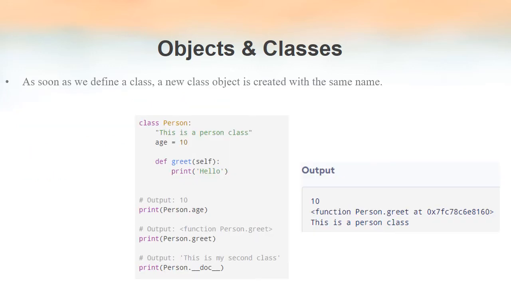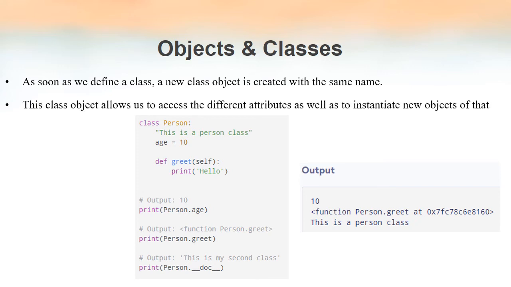As soon as we define a class, a new class object is created with the same name as that of the class name we have given. By using that object, we can access the elements inside the class. Access means we can either assign, modify, or give new values to the already existing variables inside the class, or we can just use the variables inside the class.